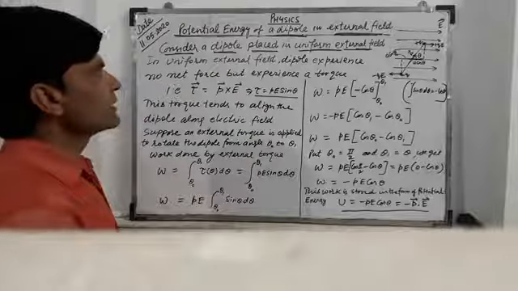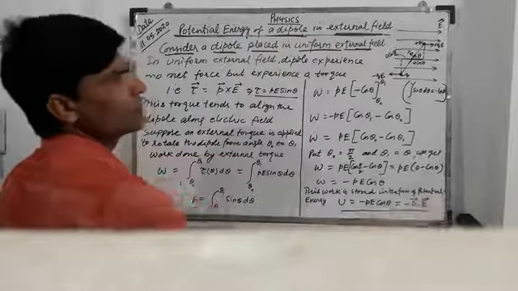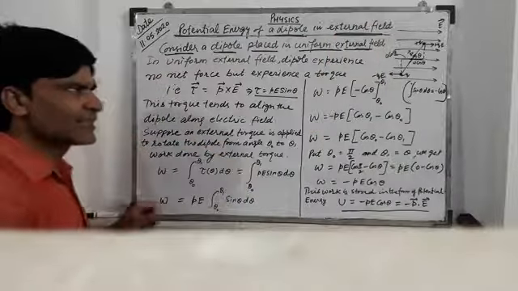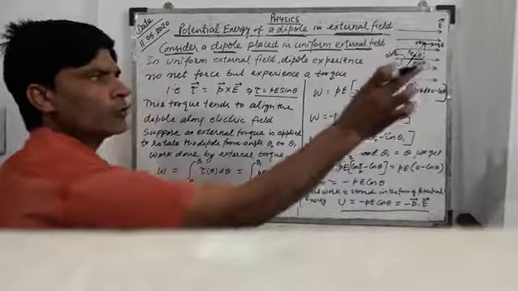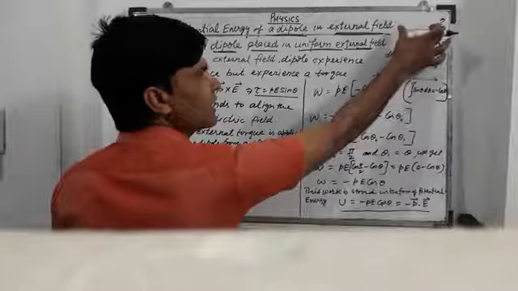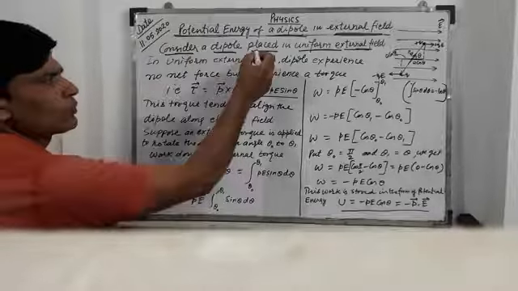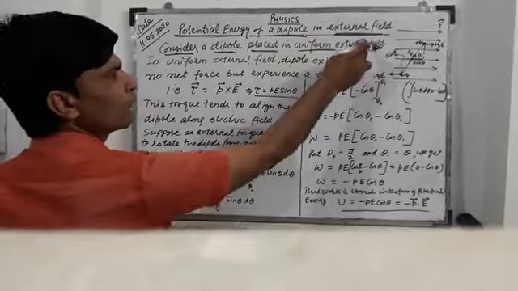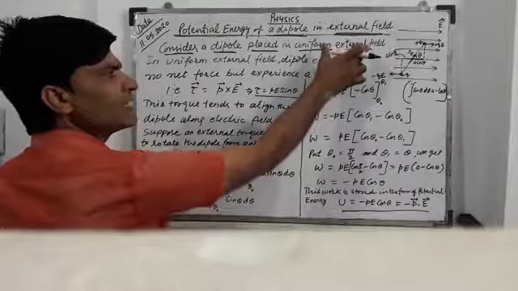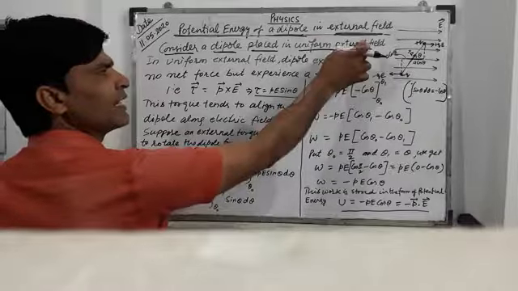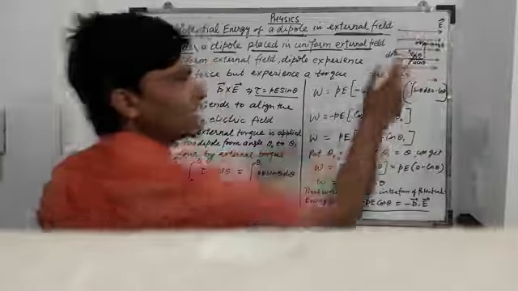Good morning students. Today we start with the potential energy of a dipole in an external field. External field means external electric field. Consider a dipole placed in a uniform external field. Uniform external field means uniform external electric field, as you can see from the diagram.